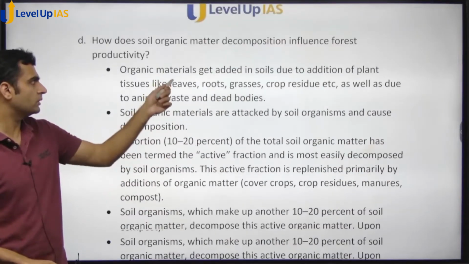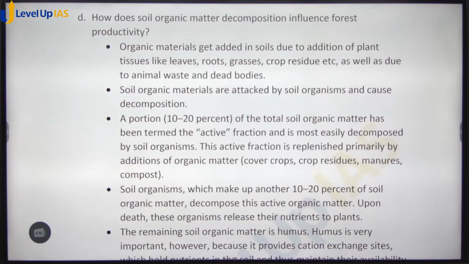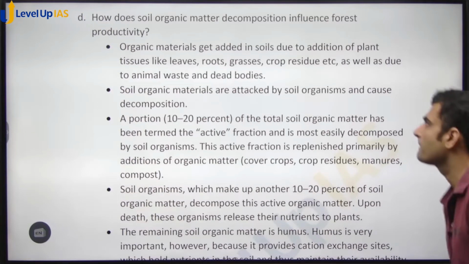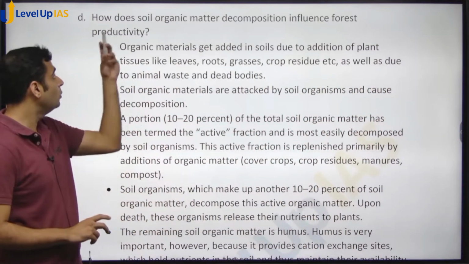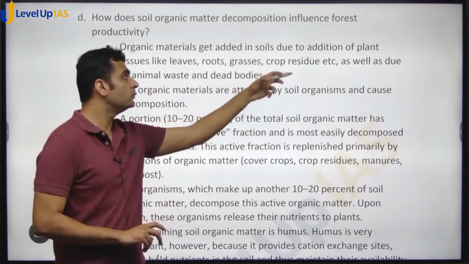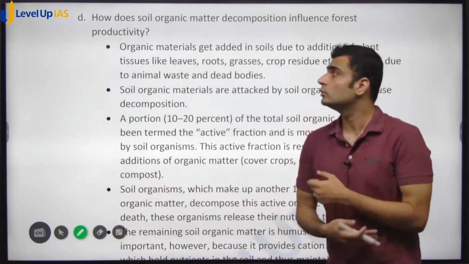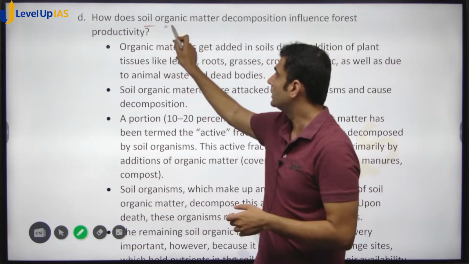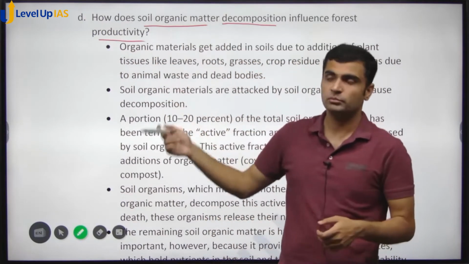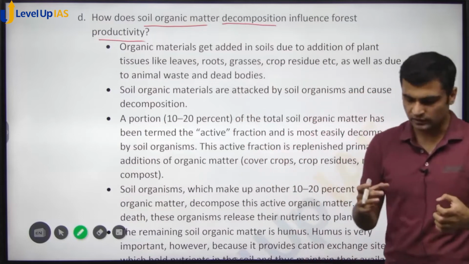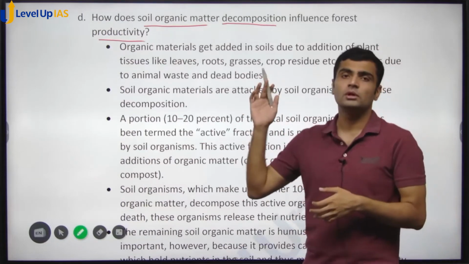Let's go to question number 5D. Okay, this is about soil organic matter decomposition. Question says, how does soil organic matter decomposition influence forest productivity? So, which concepts are here? You are supposed to know what is soil organic matter here, what is its decomposition, and what is its influence on forest productivity. So, you have to connect all these concepts. That is what makes it a little bit difficult question, I would say, compared to question number ABC.